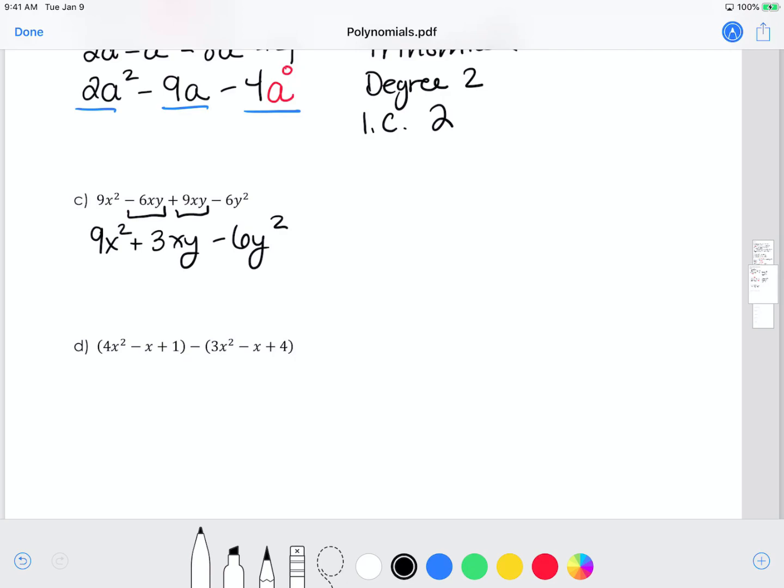Now, just a thought, if it was written like this, where the x and the y here are swapped, those are still considered like terms because remember with multiplication, the order doesn't matter. Right? 3 times 2 is still the same thing as 2 times 3. So if it's multiplication and the order is switched with the variables, as long as it's the same variables with the same exponents, they're still considered like terms.